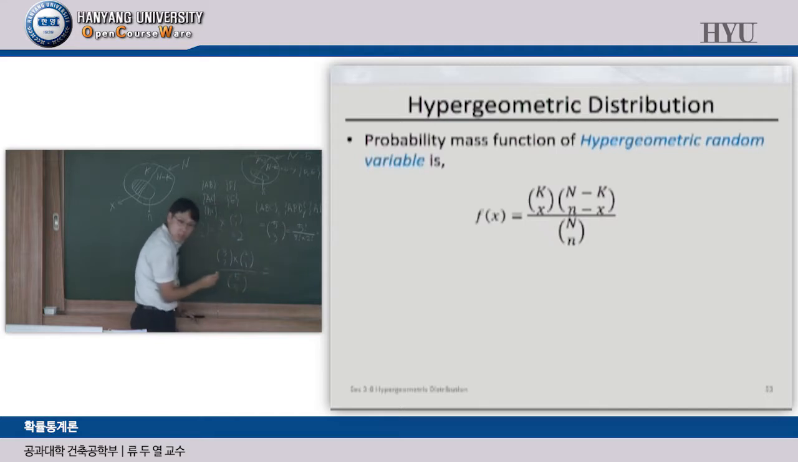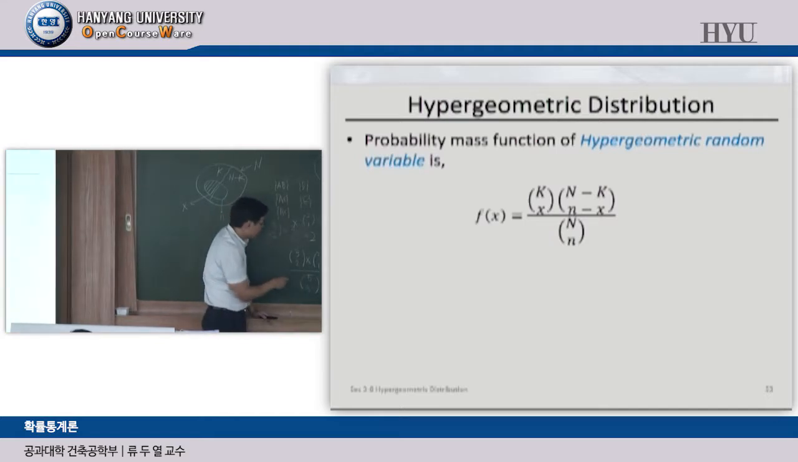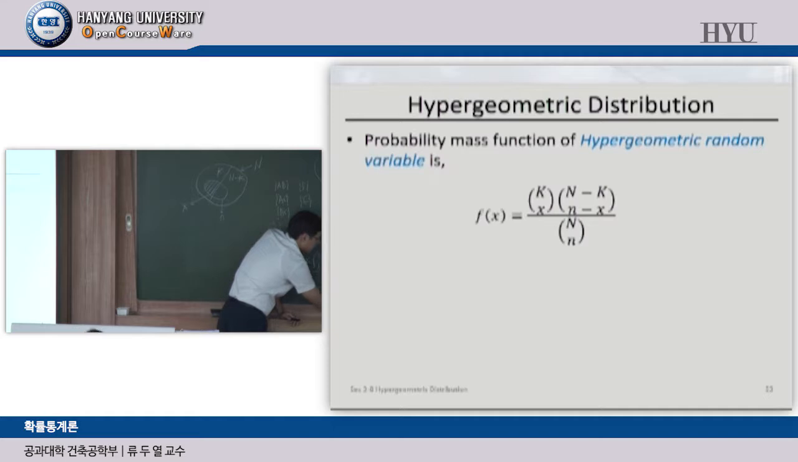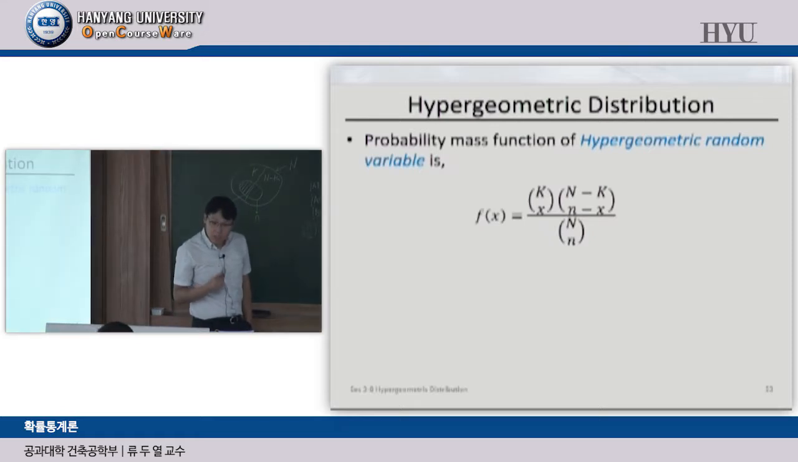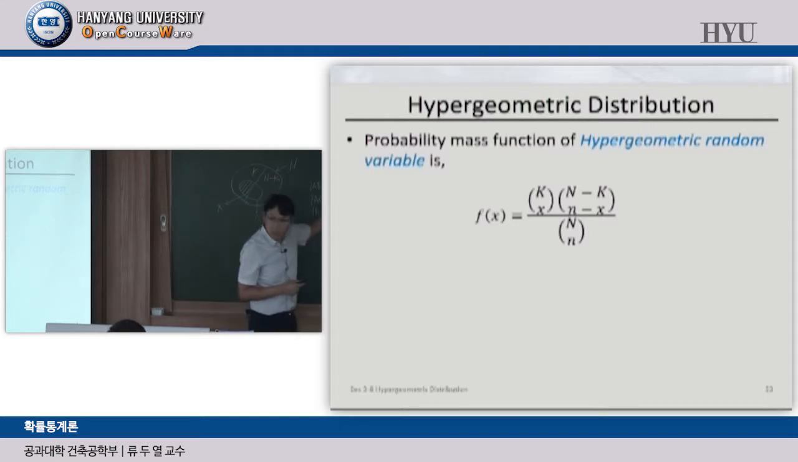That is the probability. In this case, that is 6 divided by 10, which equals 0.6. So there is a 60% chance of having 2 successes in the random sample of size n. That is the hypergeometric distribution, and we can use this equation to calculate this case.